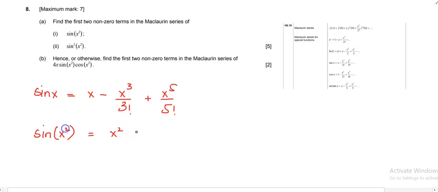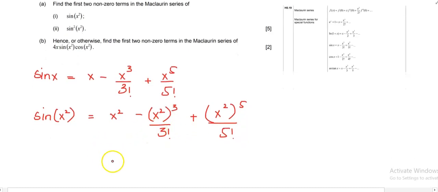So this becomes x squared, and then in place of x, I will be writing x squared, and there is a power 3 in the numerator divided by 3 factorial. And then I have plus x squared to the power of 5 divided by 5 factorial. Because he wanted us to write the first two non-zero terms, I will just stick to those, and I end up getting x squared minus x to the power of 6 divided by 3 factorial. So this becomes a 6, and we have that as sine of x squared.